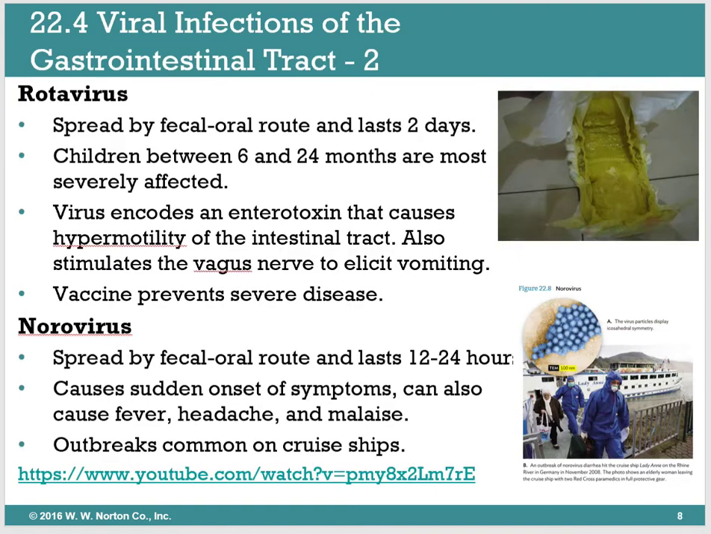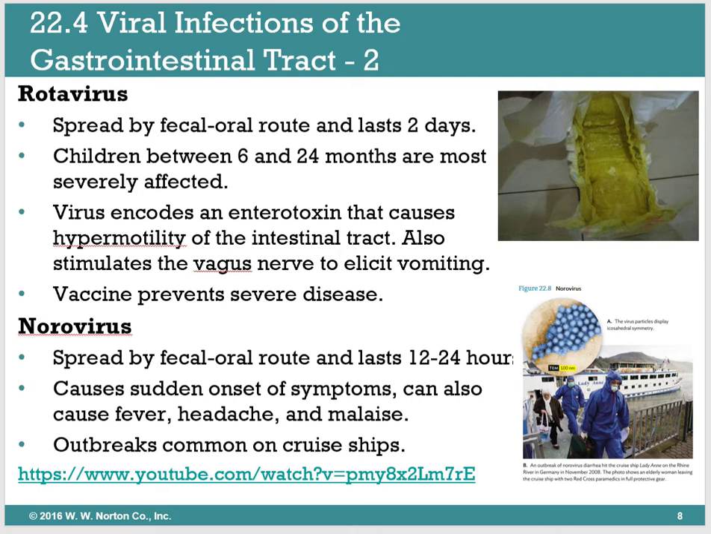Okay, so let's talk about the rotavirus and norovirus. So the rotavirus, this spreads through the fecal-oral route, and normally it lasts for only like two or so days. It's normally seen in children, and they are the most severely affected. So what happens is that the virus will encode for a toxin, and then that will increase hypermotility within the intestinal tract. So this is where your intestinal tract will be acting faster than normal. So this is why you'll get some diarrhea. Sometimes it can actually stimulate the vagus nerve, which is specifically for your gag reflex, and it can actually cause vomiting. And there is a vaccine to prevent this disease.